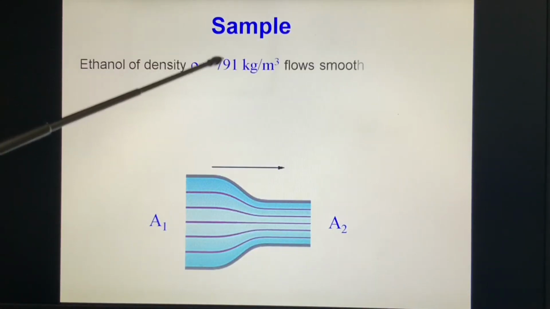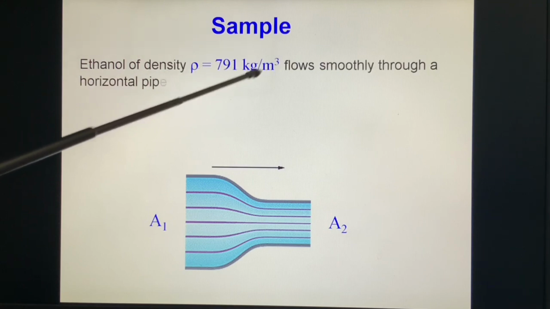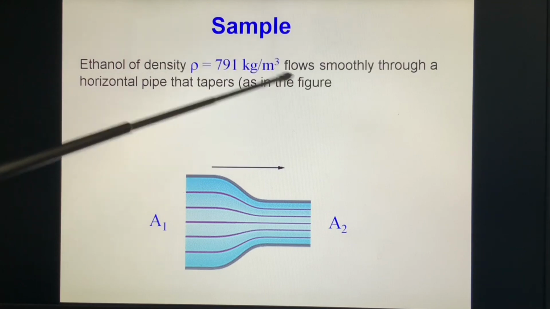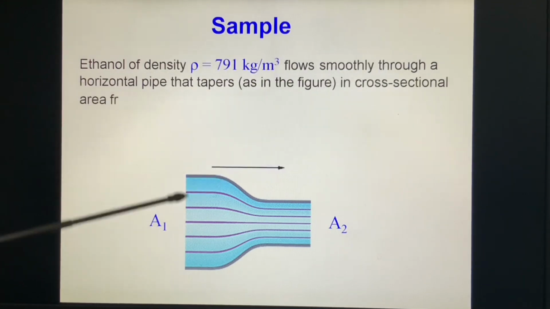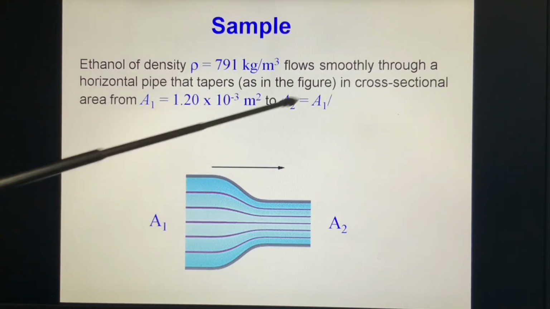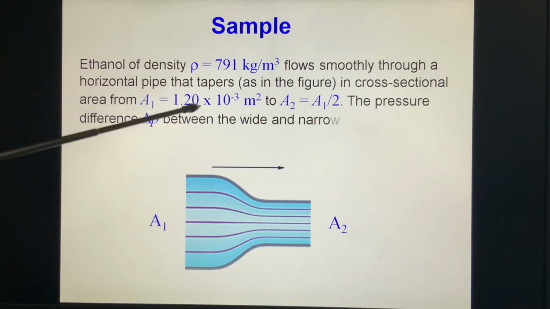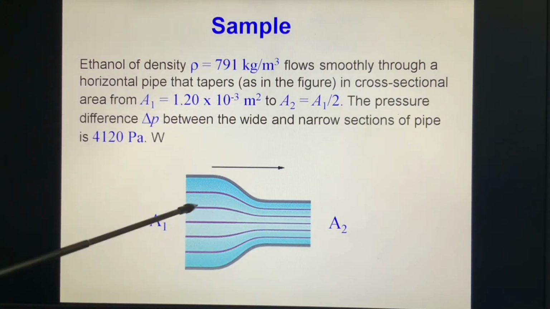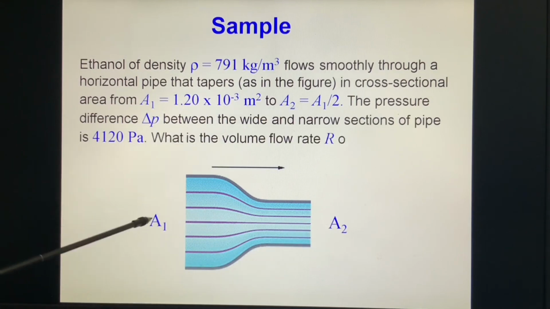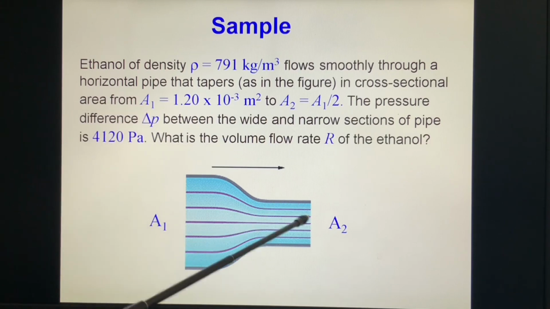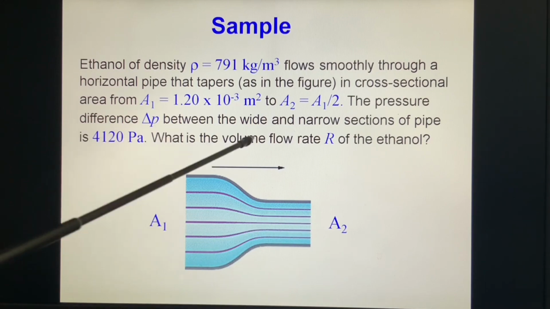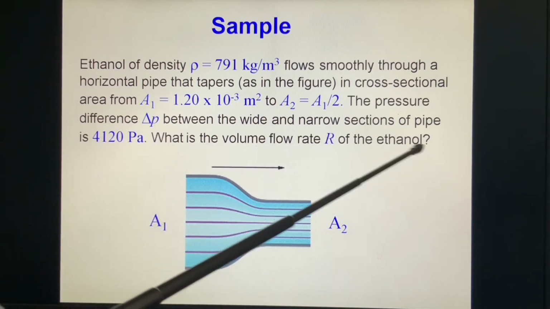Sample. Ethanol, density rho 791 kilograms per cubic meter, flows smoothly through a horizontal pipe that tapers in cross-sectional area from A1, 1.20 times 10 to the minus 3 square meters, to A2 equal to half A1. The pressure difference delta P between the wide and the narrow section of the pipe is 4,120 pascals. What is the volume flow rate of the ethanol?